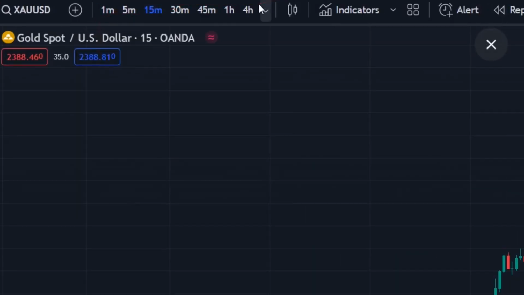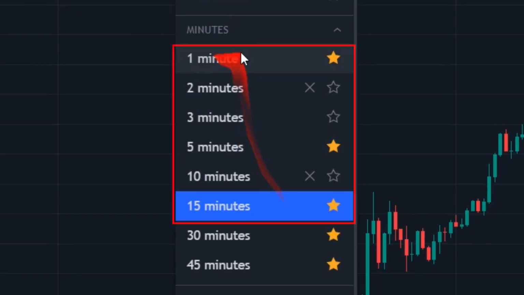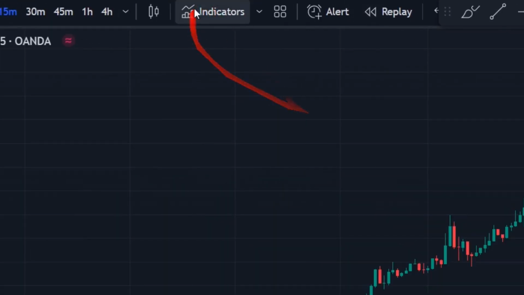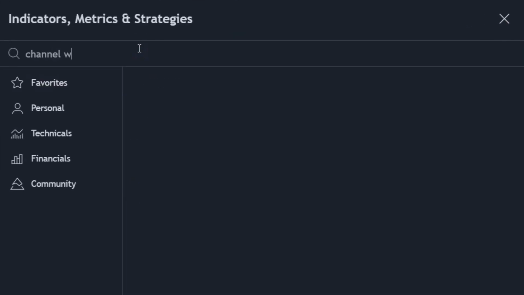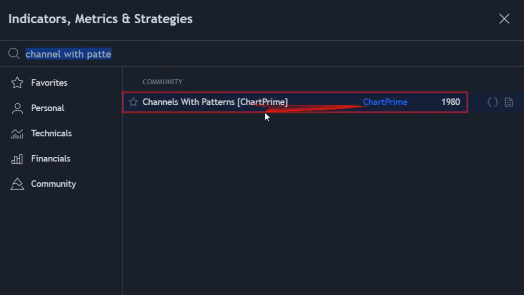Then choose your time frame. Since this is a scalping strategy, I recommend selecting a time frame between 1 minute to 15 minutes. Next, we need to go to the indicator tab to add the first indicator of this strategy to our chart. Just search for channels with patterns. Once you find it, click on it to add it to the chart.